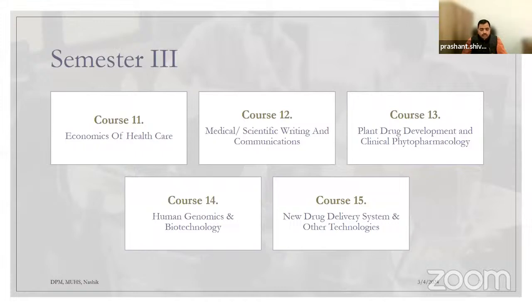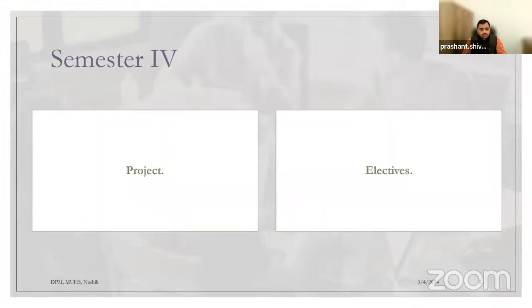In human genomics and biotechnology, again the basics, as well as the therapies available for the treatment of different diseases at the gene level, will be taught. In new drug delivery systems, the different technologies being applied right now for formulations, so as to optimize a drug, will be taught in course 15. So you will see that there is a shift to the finalization part of all medicines in semester 3.